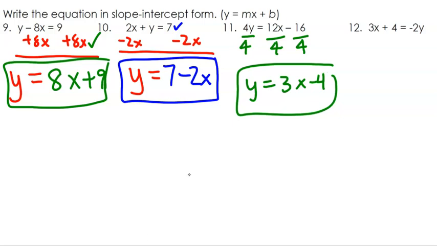The last one also has a y that's almost by itself. Even though it's on the right-hand side, it doesn't matter. If I can just divide by this coefficient of -2, then I can get that y all alone. Now watch your signs here. 3 divided by -2 cannot be performed with a whole number answer, so we're going to leave it in fraction form. And 4 divided by -2 gives us also a -2.